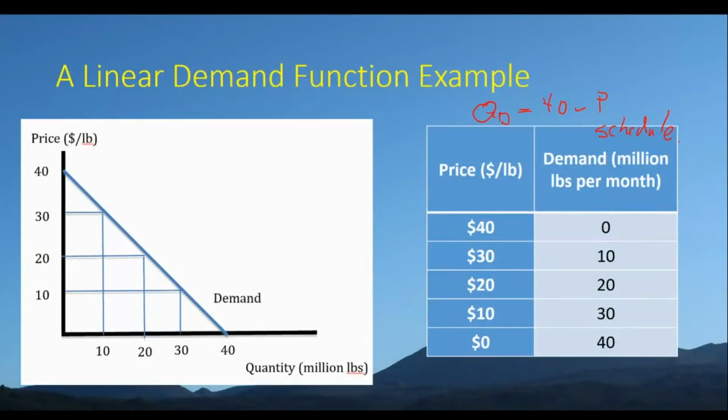And we plug in various values. Let's plug in a price of 40. What would we get? 40 minus 40 is 0. Let's plug in a price of 30. What would we get? 40 minus 30 is 10. Plug in a price of 20. So we can do this. All of the different prices we might plug in, we get different demands.